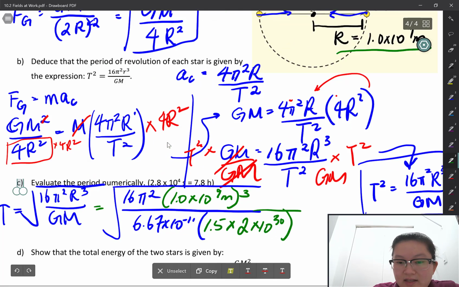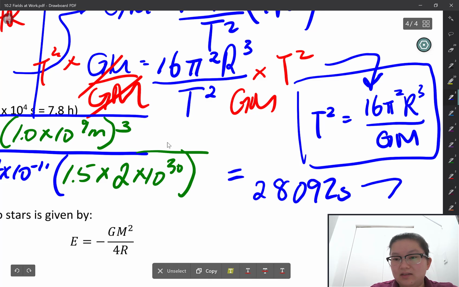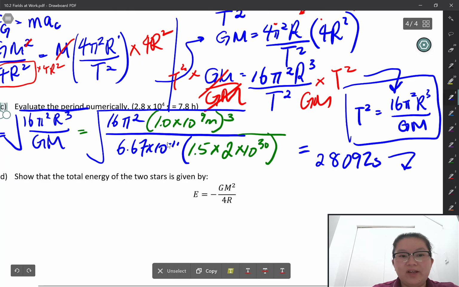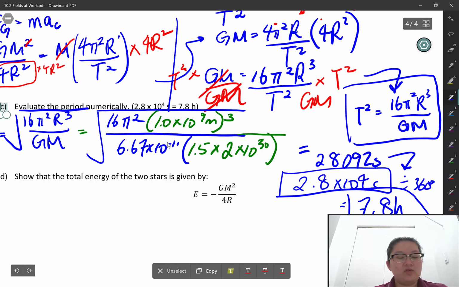Okay, and I get, let's do blue here. I get 28092 seconds, which is roughly about 2.8 times 10 to the power of 4 seconds. And if I divide this by 3,600, how many seconds in an hour, I get 7.8 hours. Okay, so there you go. Here are the periods. Phew, okay.